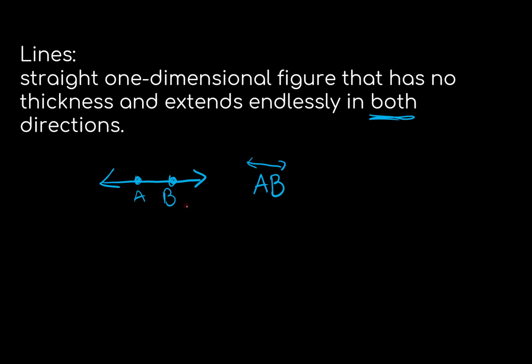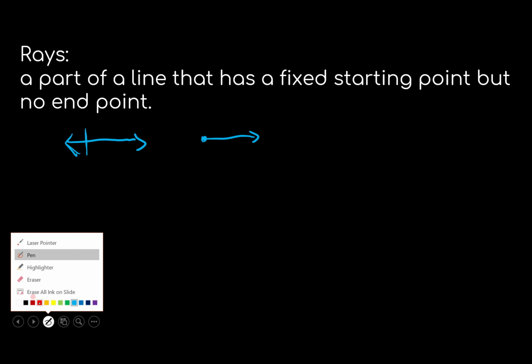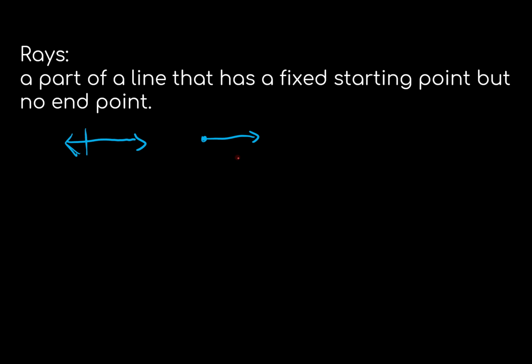Both directions, okay? Let's go on to the rays. A ray is a part of a line that has a fixed starting point but no end point. So if you think about it, this is a line and this is a ray. It just cut off this part and there you go, you have a ray. This is the start and this is the end.